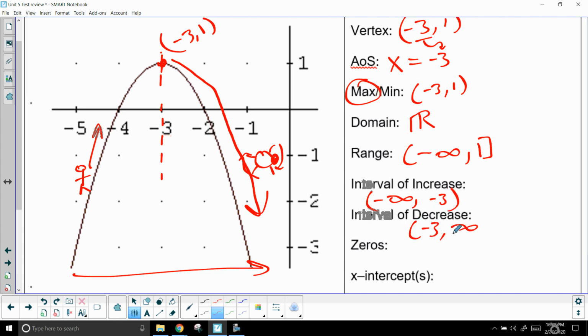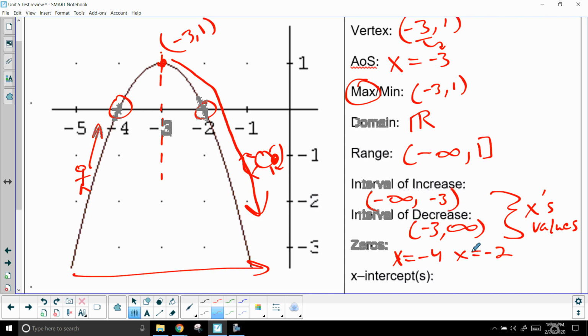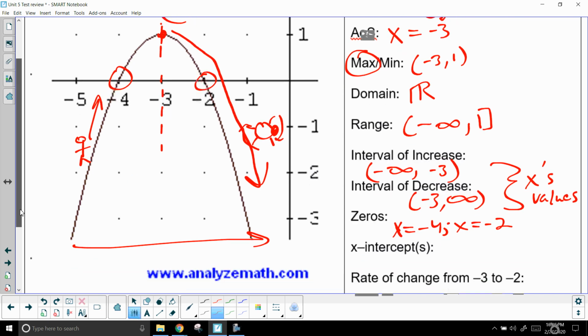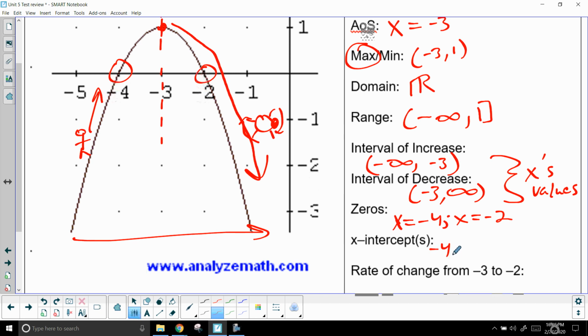Okay. Zeros is where it crosses the x-axis. So negative 4, negative 2. If you want, you could put x equals negative 4, x equals negative 2, whatever floats your boat. X-intercepts are points. So negative 4, 0, negative 2, 0. Now, since we have a graph, I'm going to do rate of change by counting it on the graph. So let me erase all this gibberish.